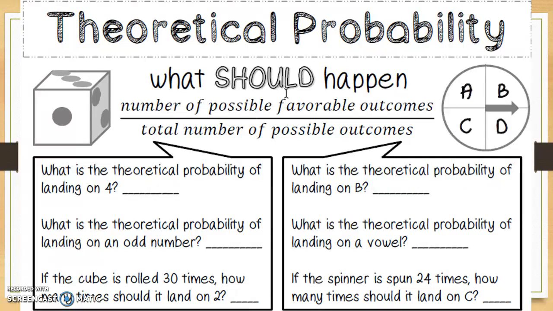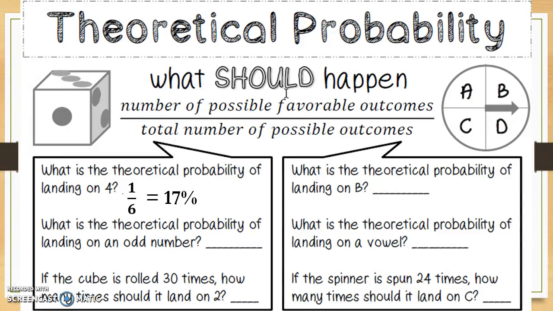So let's look at that dice up there. What is a theoretical probability of landing on a 4? So there is 1 four on the dice out of 6 total numbers. And that fraction 1/6 is equal to about 17%. That's the theoretical probability of landing on a 4.